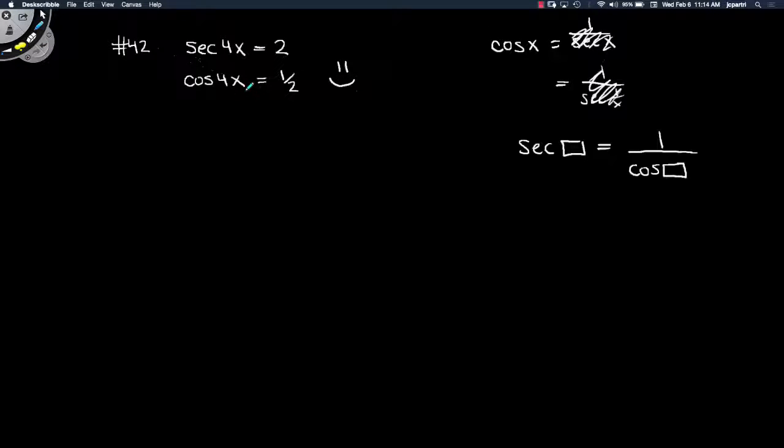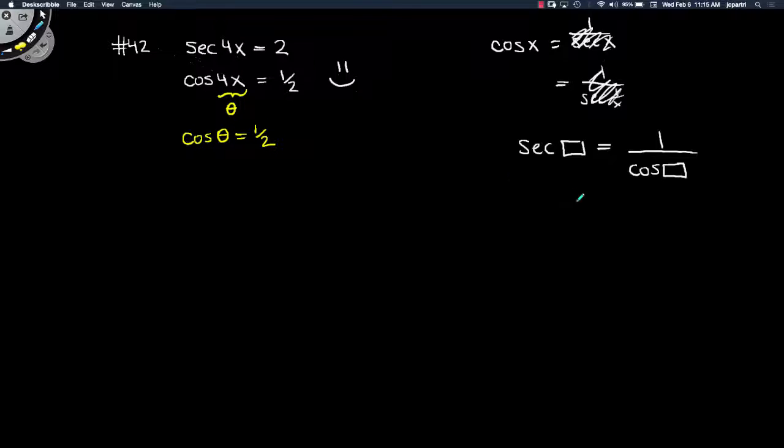What I'm going to do is say theta temporarily will replace 4x. So what I'll do, Philip, is I'll say theta equals 4x. So now I have cosine of theta equals 1/2. There you go. Are we okay with that?